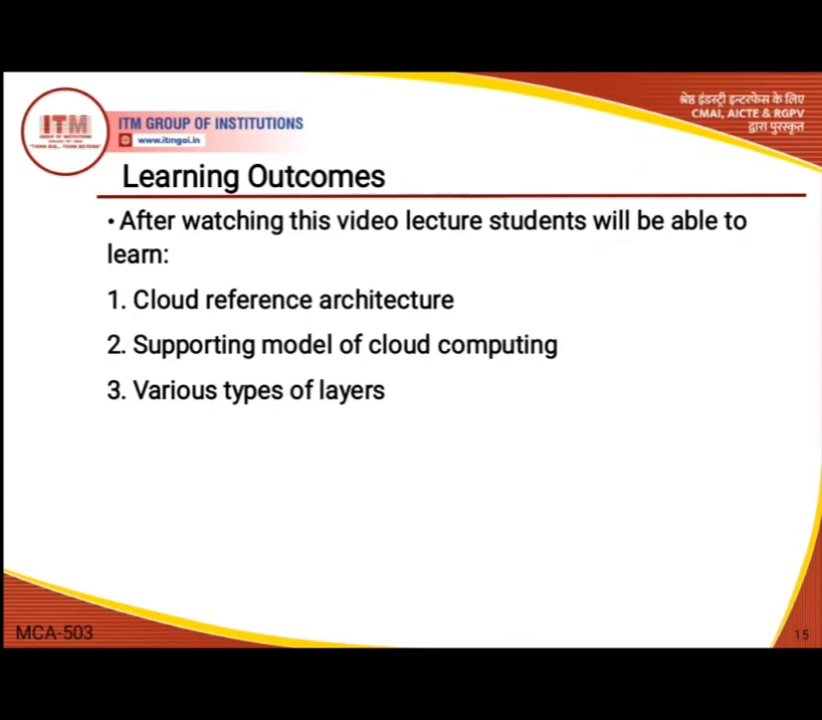So in today's video you understood the cloud reference model, and also you have knowledge about the supporting model of cloud computing, and we have already discussed various types of layers. So now you have an idea about how the layers are incorporated and provide the results and features for communicating with each other to create a reference model.